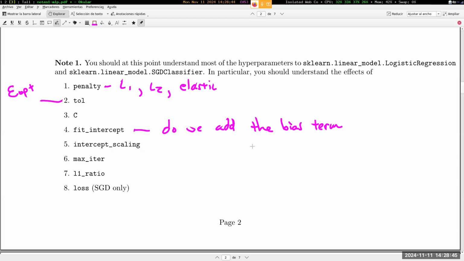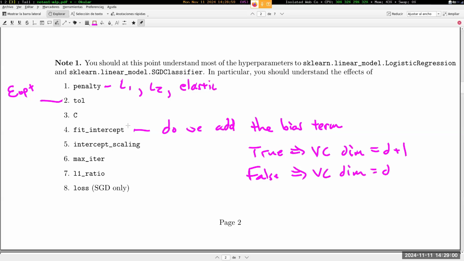If true, that implies the VC dimension increases by 1, equals d plus 1. False implies the VC dimension remains exactly d. Basically, everybody always sets that to true. The intercept scaling is whether you want to actually learn that parameter or not. Max iterations is how many times you're going to run your optimization algorithm, so that also only affects E_opt, nothing statistical. L1 ratio is used if you're using the elastic net. This is the alpha value from elastic net.